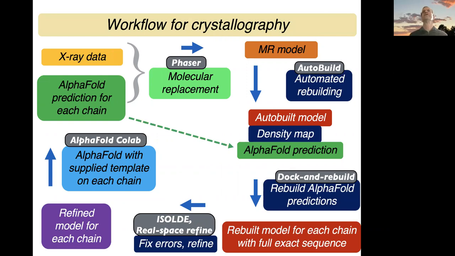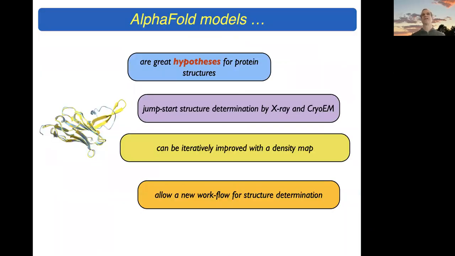Okay, so what have we seen? So number one, and most important, AlphaFold models are great hypotheses. Number two, they're great for starting structure determination. You can improve them. And last, they allow a new workflow that at the moment is slightly more complicated in that it is iterative over everything that you do already. I'm sure we and others are going to make this more automated to make it easier down the road. And in the meantime, you can already do everything that I just showed you.